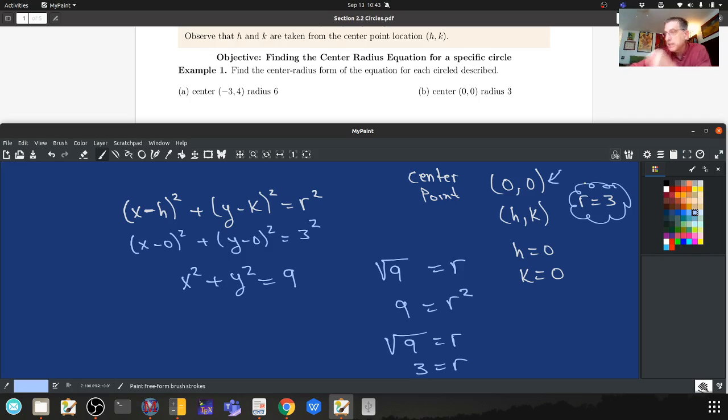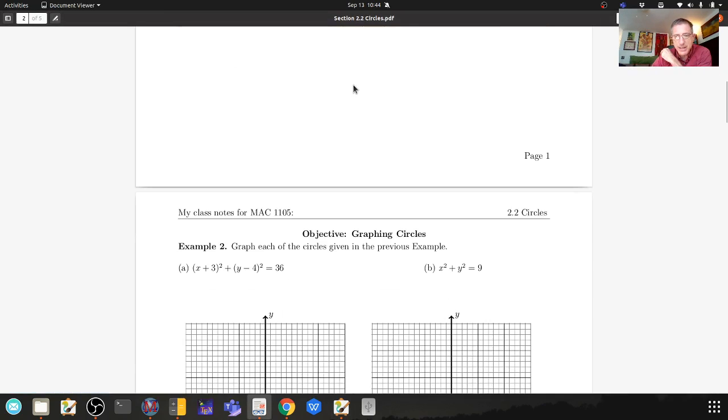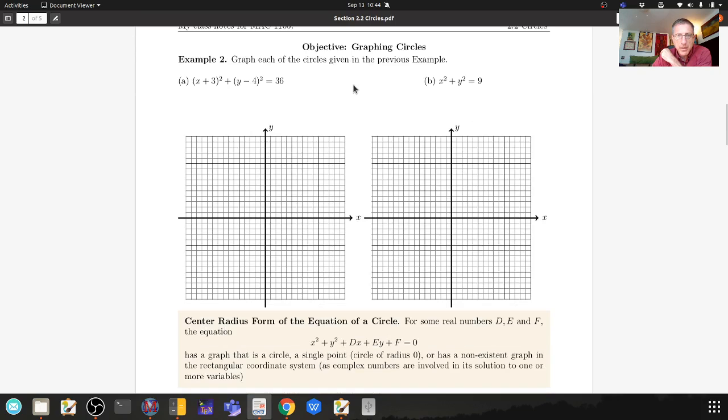So far pretty good. This is a pretty simple section until we do the following. And the next is not hard either. So we want to graph each of the circles given in the previous examples. So these are our equations. I've already given them to you. So this is what I'm going to do.